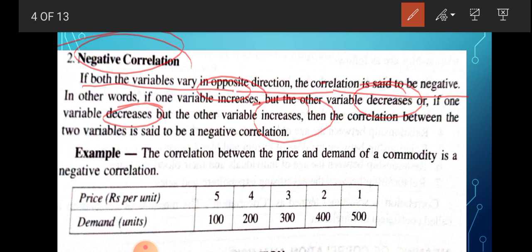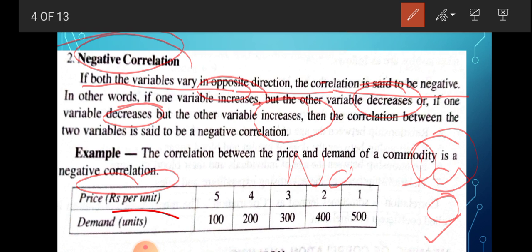I have given an example of the number of workers and days taken to complete a work. If the number of workers is more, then the days taken to finish the work are less. If the number of workers is less, then the days taken to finish the work will be more. So if price is more, demand is less. If price is less, demand is more. This kind of correlation is known as negative correlation.